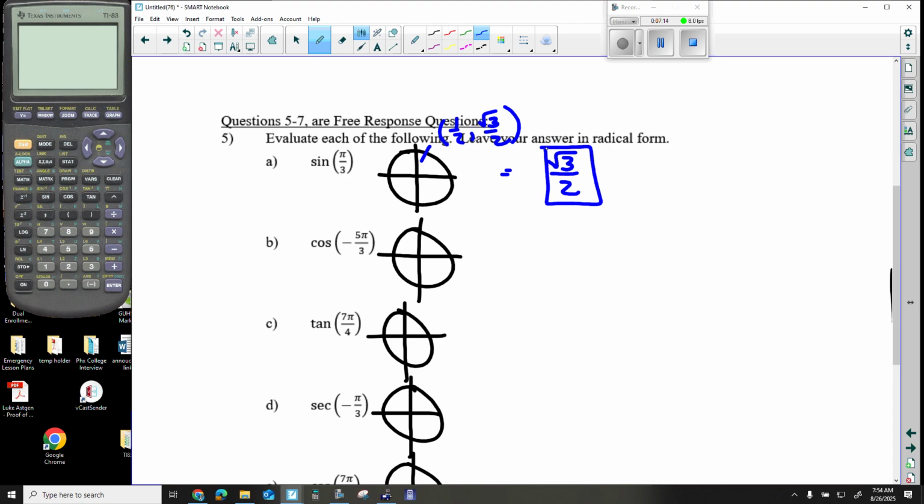Here we have -5 pi over 3. So this is -1, 2, 3, 4, 5. This would be our -5 pi over 3, which again is at 1/2, √3/2. And we're looking for the cosine. The cosine is the x coordinate.